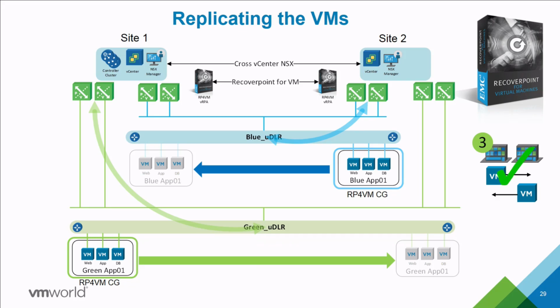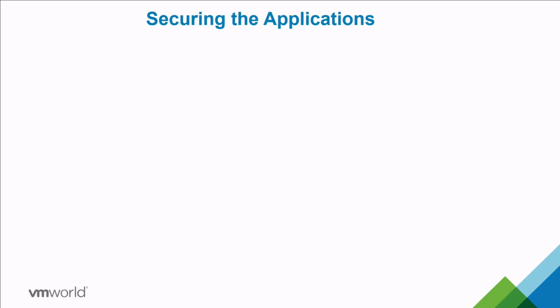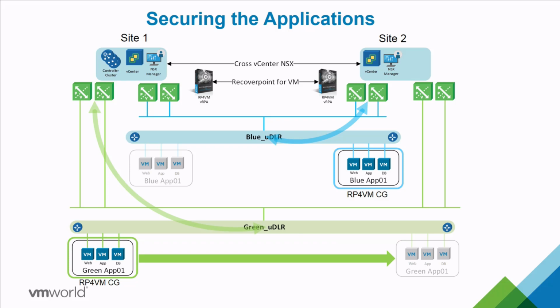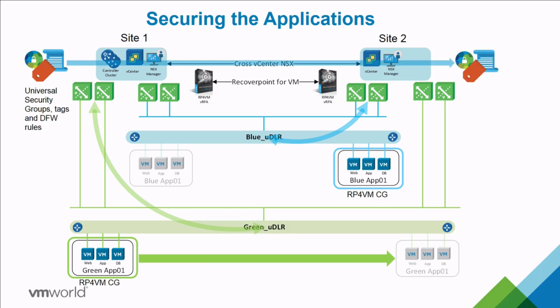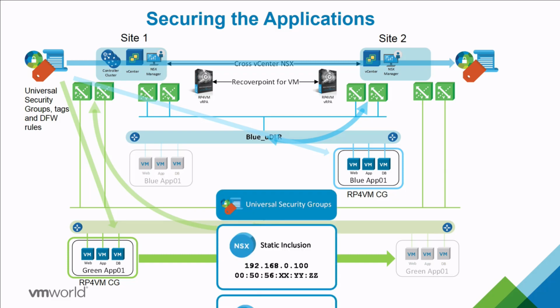Now what about securing the application? Security is a big requirement here. So what I'm leveraging here is basically universal security groups, universal security tags, and distributed firewall rules. When I create these objects on my primary NSX manager, they're automatically synchronized to my secondary NSX manager, to my secondary site. So now I can create these policies on my primary. They're pushed down and applicable to the applications at both sites.